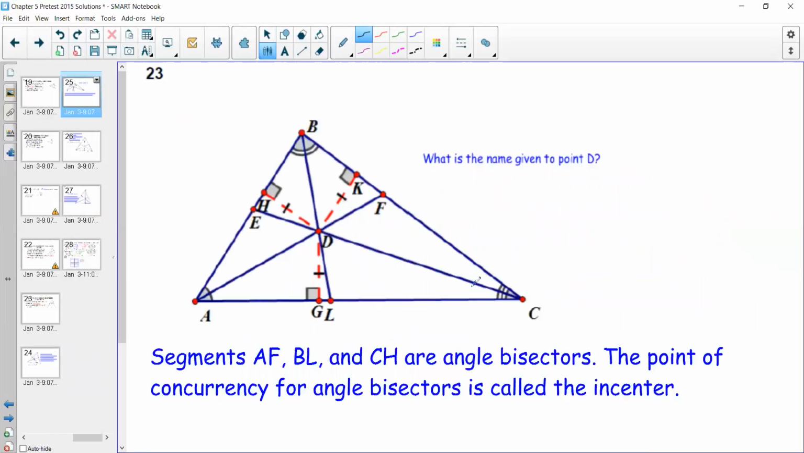So I should be able to recognize CE and BL and AF and so forth as angle bisectors because of these congruent marks. Okay. And so then I know angle bisectors intersect at the point that's called the incenter.